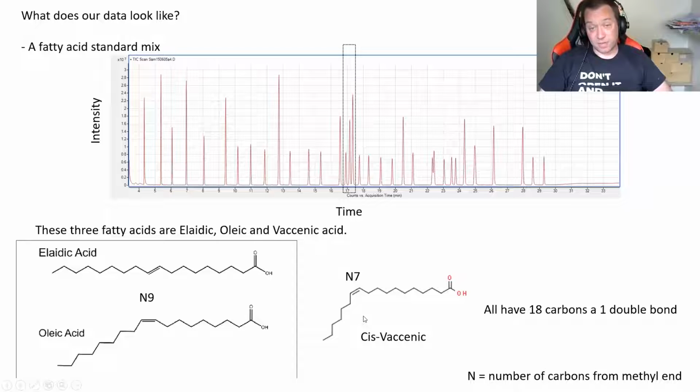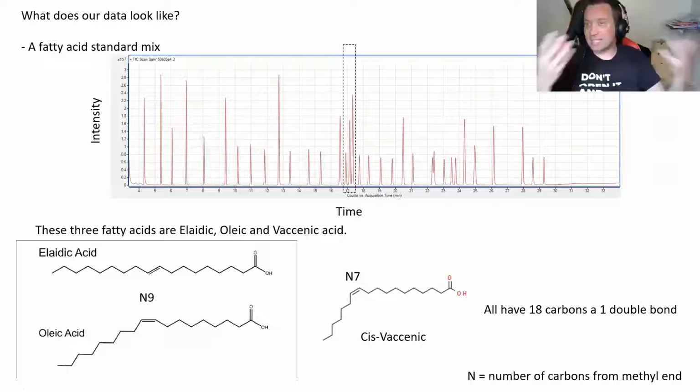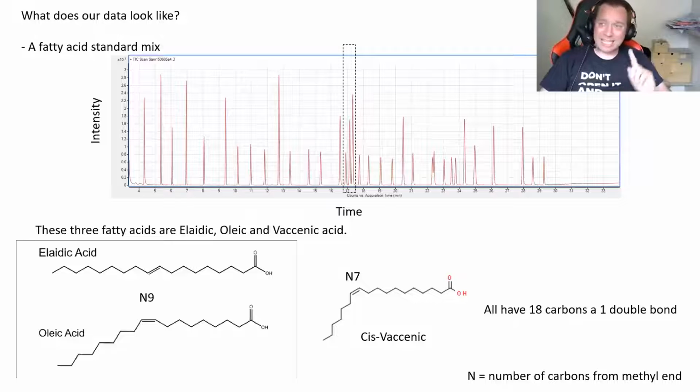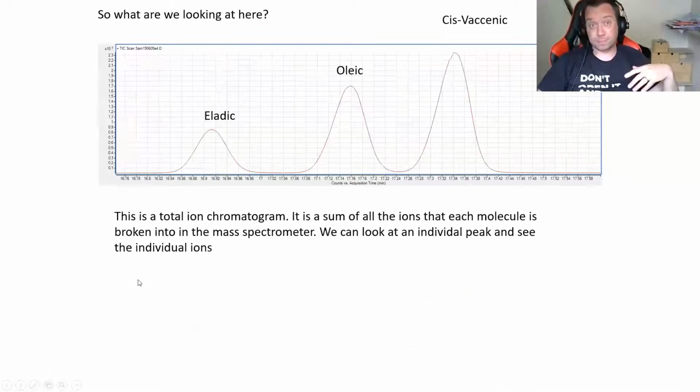This means it is 9 carbons from the methyl end of the molecule. Cis-vaccenic acid is very similar to oleic acid, except this double bond is in a different location. It is 7 carbons from the methyl end and 11 carbons from the carboxyl end. So we've just moved the double bond. So you can see all of these fatty acids have exactly the same molecular weight because they have all got 18 carbons, they've all got 1 double bond. And yet, despite their incredible similarity, we can separate them in a GC because of where the double bonds are located and also the conformation of the double bonds.